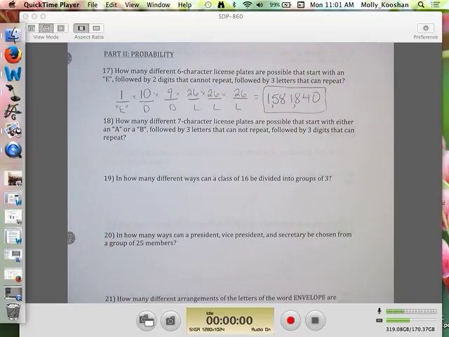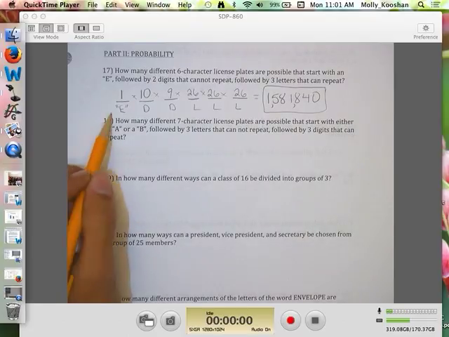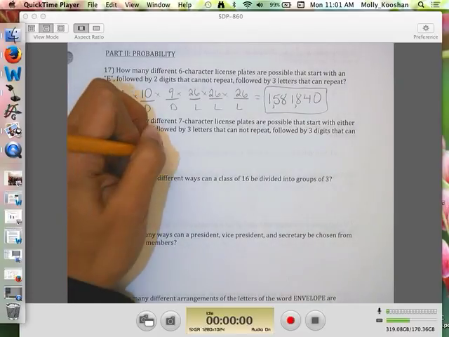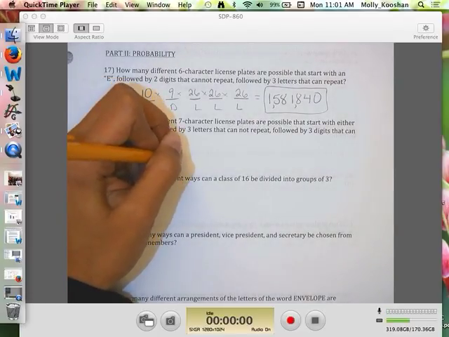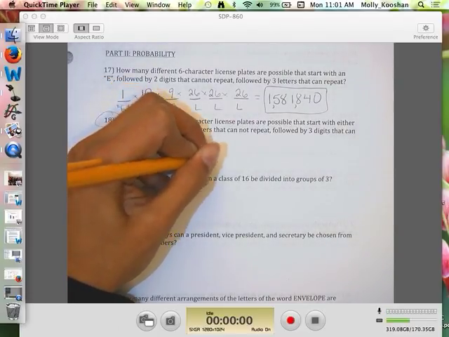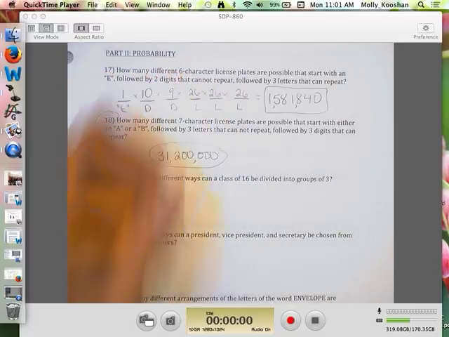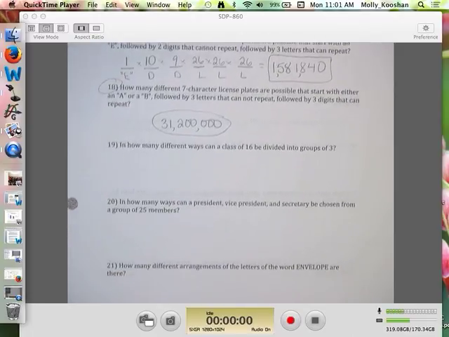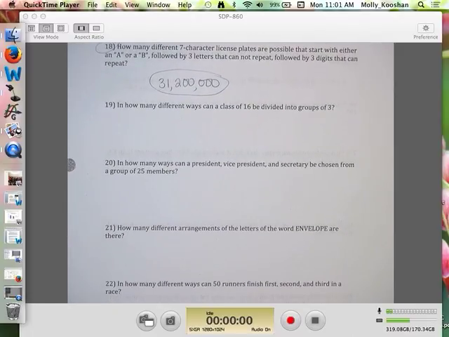Alright, so I want you to pause and try number 18. And you should be getting 31,200,000. Okay, so now we're going to talk about combinations, permutations.